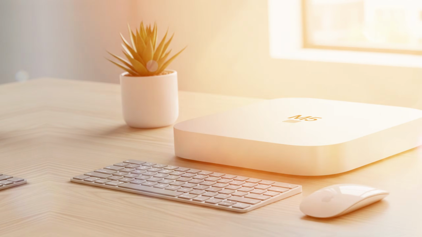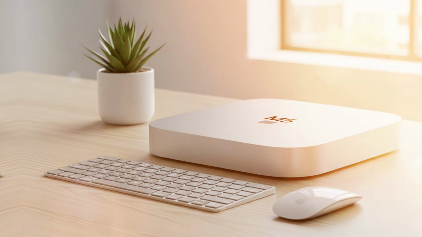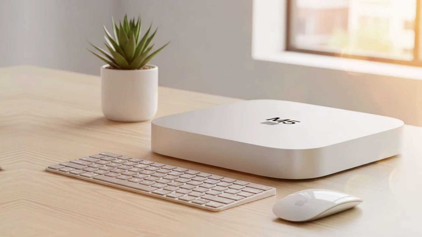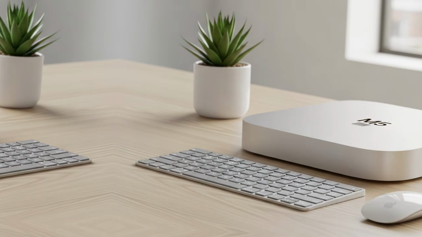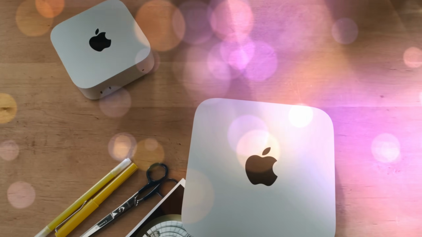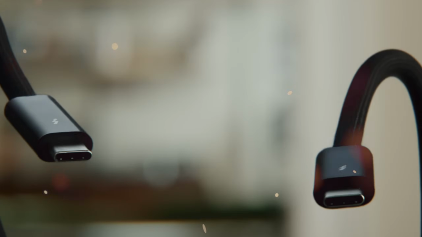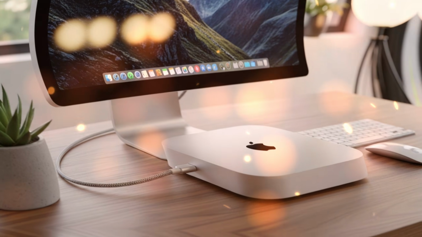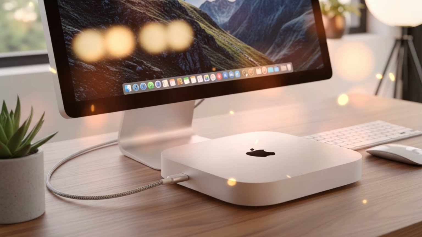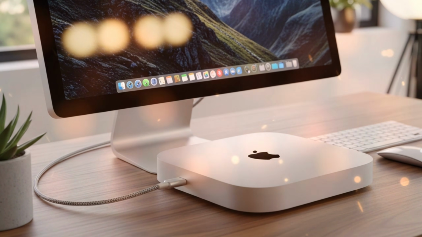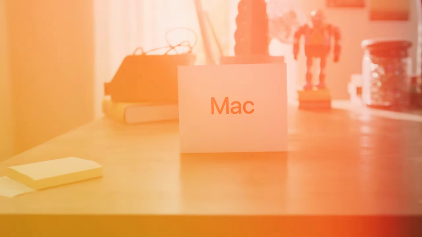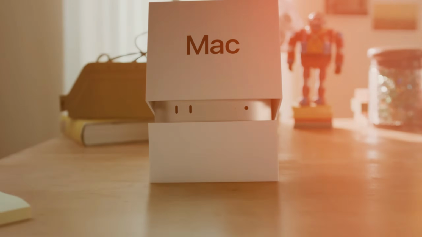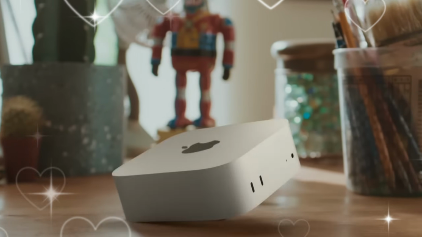Let's start with the elephant in the room, thermal architecture. You look at this thing and you think it's a hockey puck. How does it handle sustained 8K rendering without throttling? The secret isn't just the 3-nanometer architecture of the M5. It's the way Apple has redesigned the airflow path. We tested this against the previous M4 Pro models, and the difference in sustained clock speeds under heavy load is staggering. It's not just faster, it's consistent. And in the world of professional workflows, consistency is the only currency that matters.